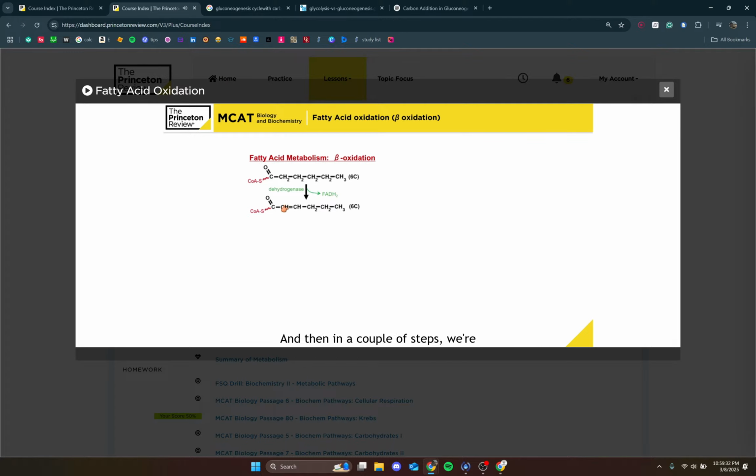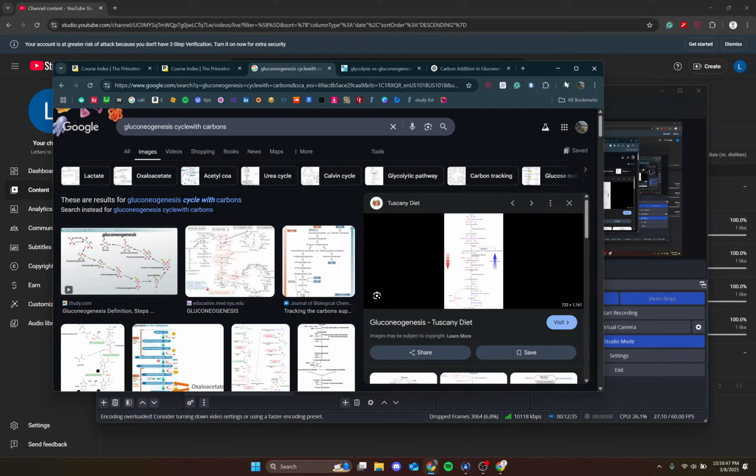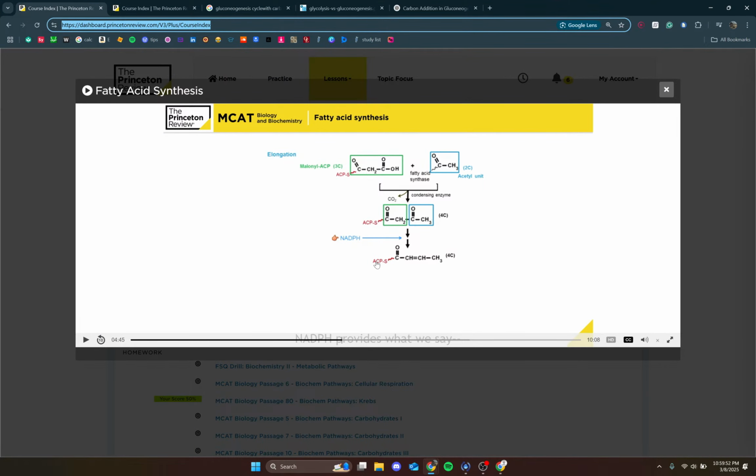And then in a couple of steps, we're going to do another oxidation, this time on this carbon, essentially attaching an oxygen here, much like our double-bonded oxygen here. So in this situation, NADPH is being oxidized because we're losing a hydrogen.